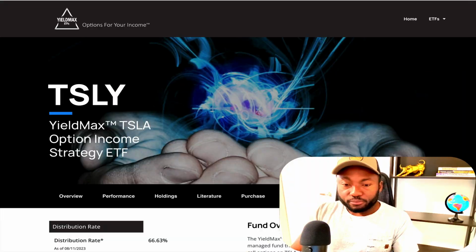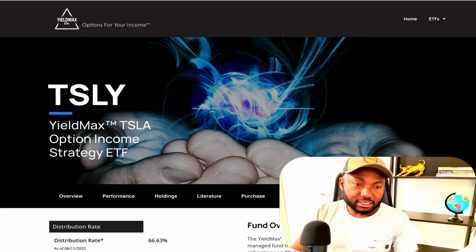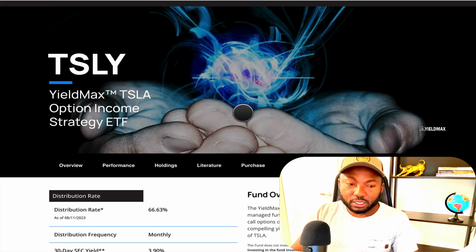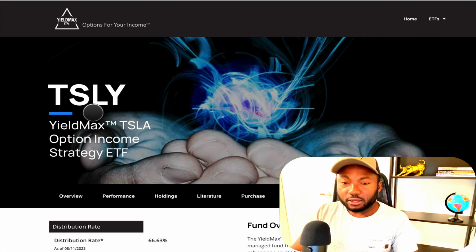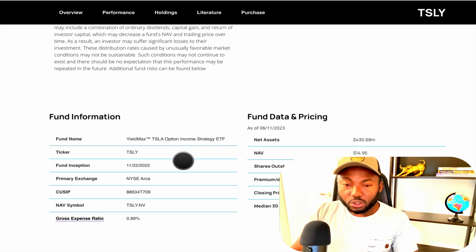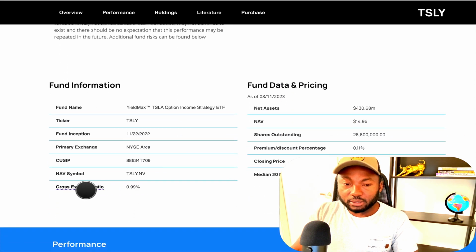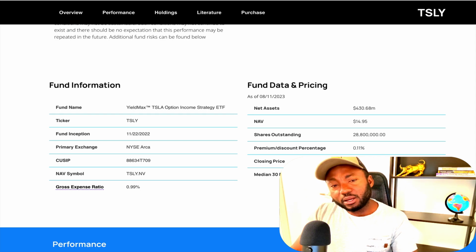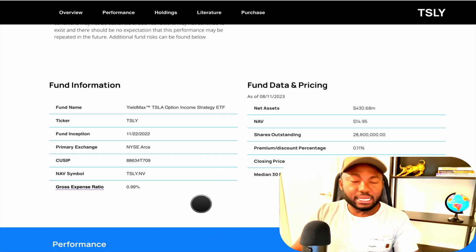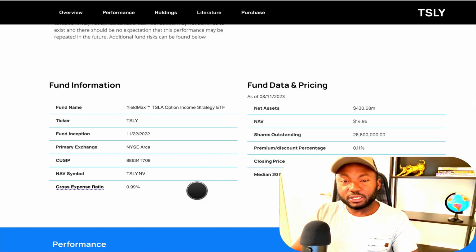Let's look at an example here. We have Tesla, TSLY, which is the Yield Max Tesla Option Income Strategy ETF. This fund has a gross expense ratio of 0.99%, which means if you have $10,000 invested in this one, you're going to pay $99 every year. If you divide 99 by 12, will you see that amount of $99 added to your overall balance, or is it going to be subtracted? How is it going to be charged? You will never see that as an ETF investor.